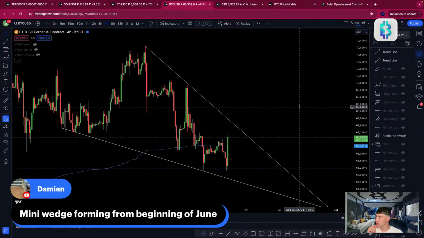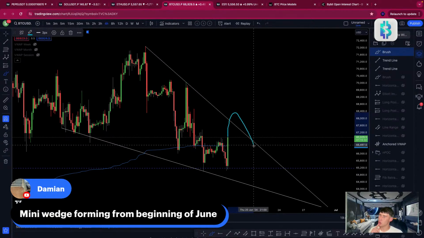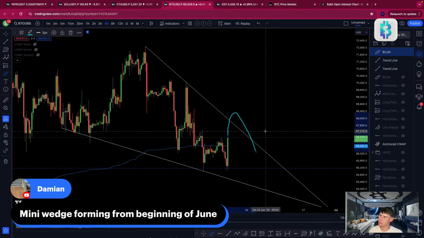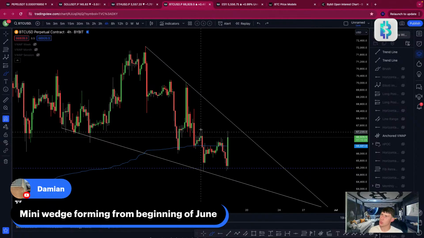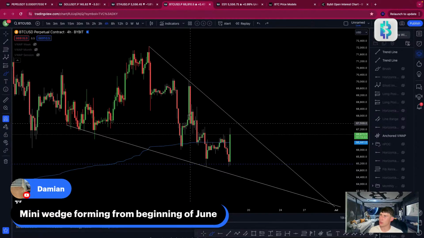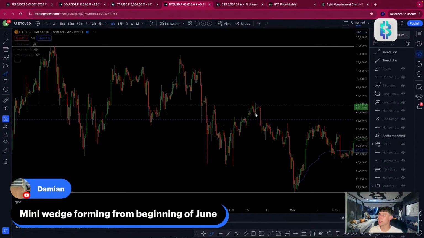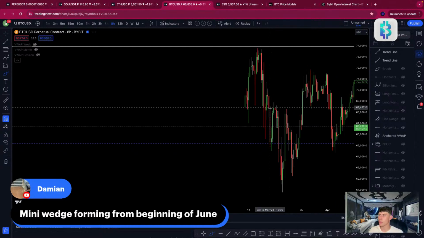For me, I'm not too interested in shorting a fake out, just because I like to look for liquidity. I like to look for liquidity areas, and I just don't feel as though there is a clear liquidity area here. Let's just go back to a perfect example, right? It's always good to go back to an example.